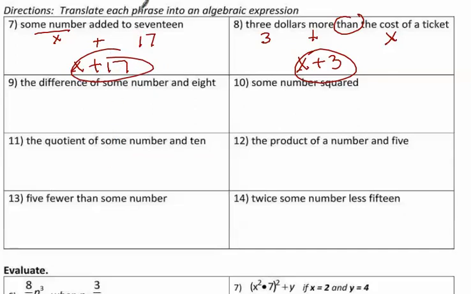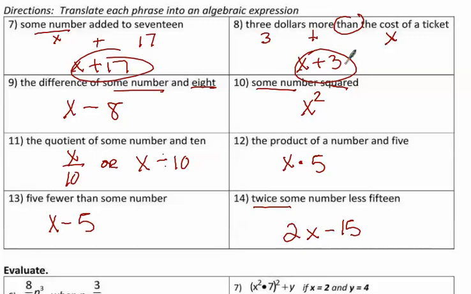Number 9, the difference of some number and 8. Some number, so a variable, squared. Try 11, 12, 13, and 14 once you pause the video and then check your answers. Check your answers with the following problems.